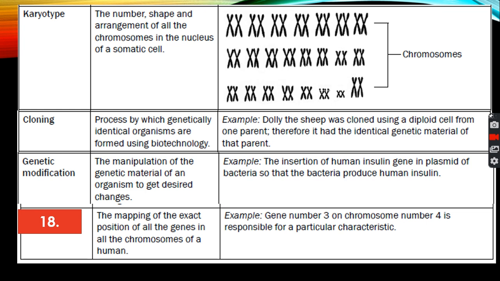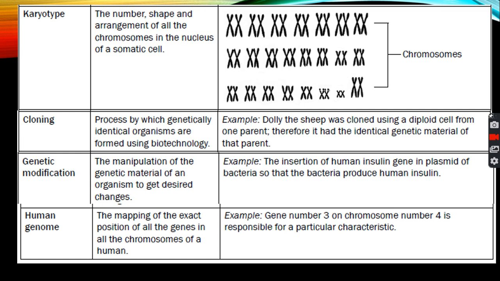Then genetic modification, number 17, the manipulation of the genetic material of an organism to get desired changes. So they're using these genes to do whatever they want to do. This question also came, I think it was in 2018, and my learners lost all 5 marks because the book we're using didn't have this, and they didn't look at the guidelines. It's in the guideline. An example is the insertion of the human insulin gene in the plasmid of bacteria so that the bacteria produce human insulin. Okay, it's important also to know this. So we'll get into it when we get there.